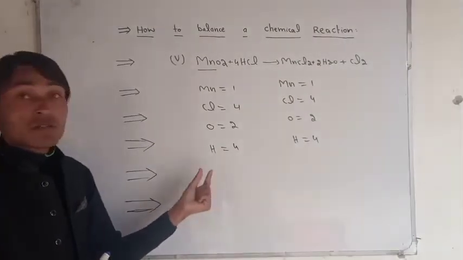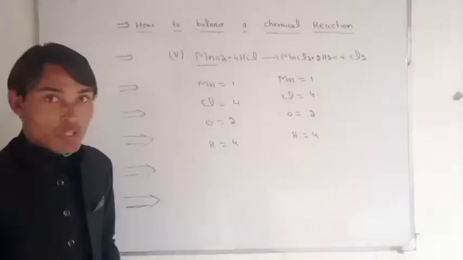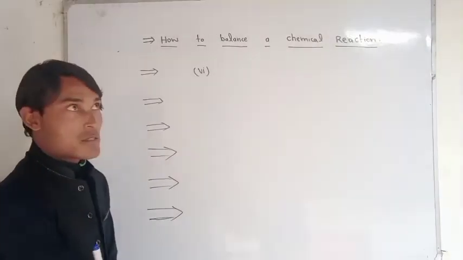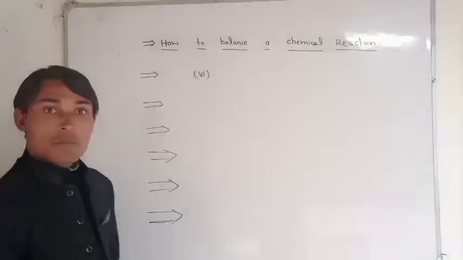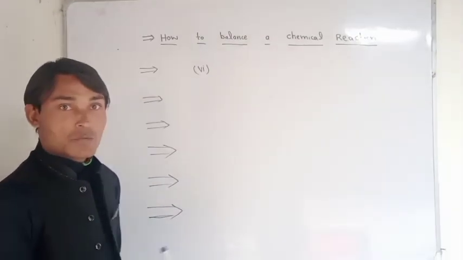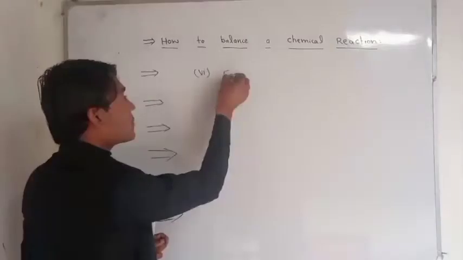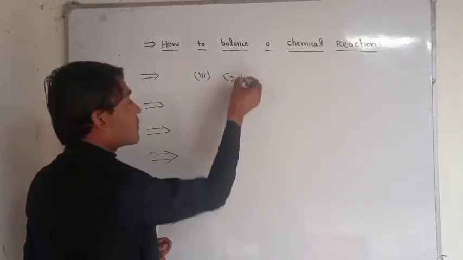Now in reaction number 6 I will discuss a little more difficult reaction. Reaction number 6 is a little more complicated, so you have to listen very carefully. It is C2H6, ethane.